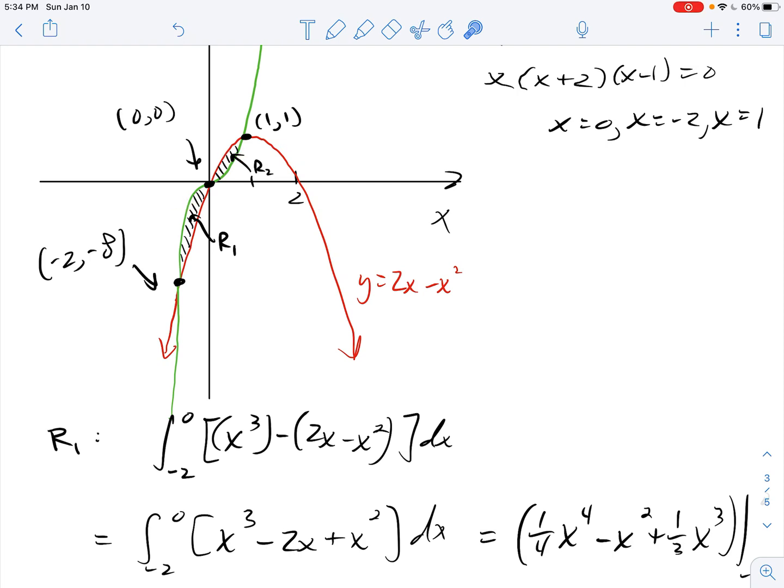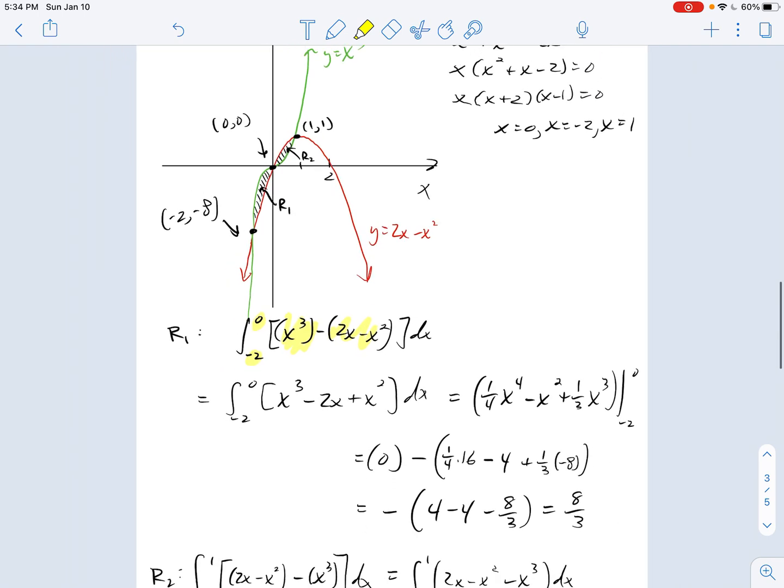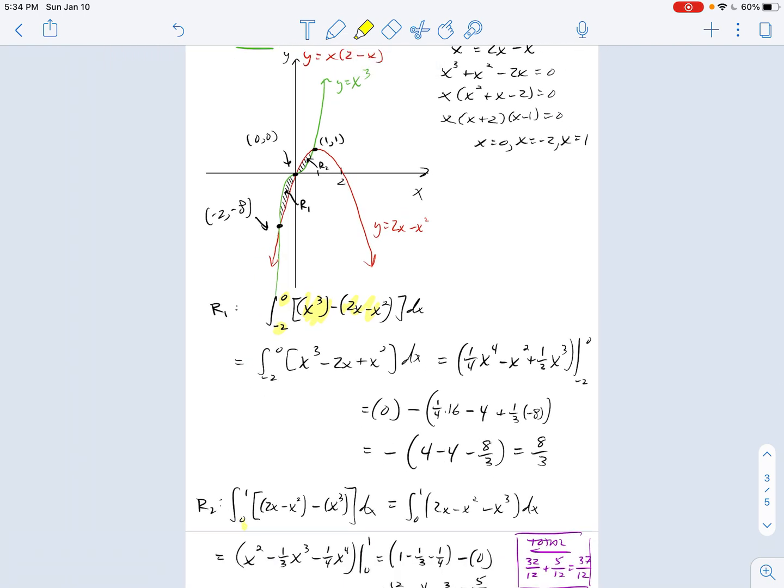Here I need to have two different regions because the top changes. For region number 1, it begins when x is -2 and ends when x is 0. Top minus bottom, I integrate that. For region number 2, it begins at 0, ends at 1. Top minus bottom, same functions in a different order. So there's a lot of computation here, and sometimes you are going to have to do a lot of computation, but the idea here is rather simple.